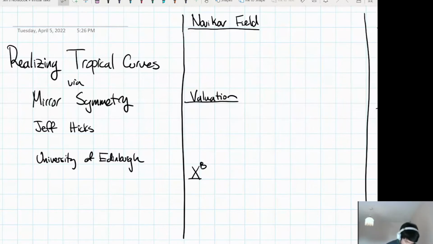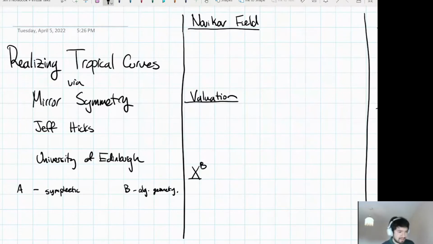For those of you who weren't around for the pre-talk, mirror symmetry is a conjectural relationship between algebraic geometry and symplectic geometry via a third kind of geometry, which is affine or tropical geometry. So for this talk, the letter A will always refer to symplectic geometry. The letter B will refer to complex or algebraic geometry.